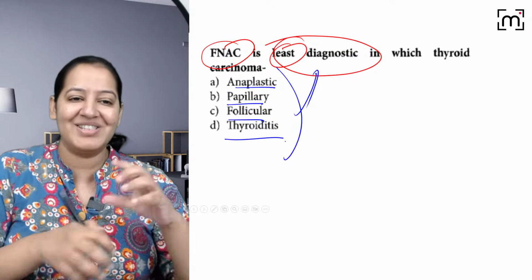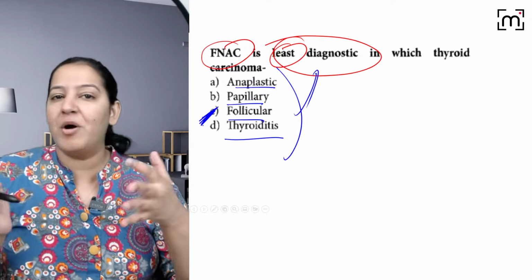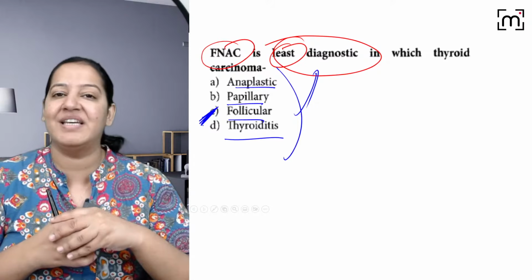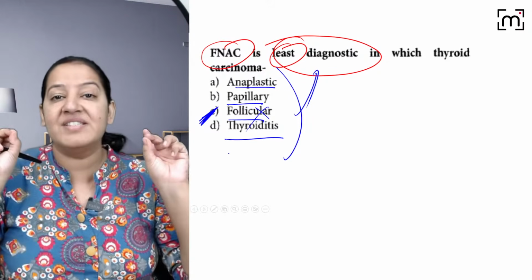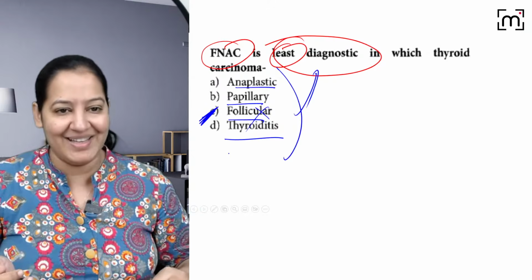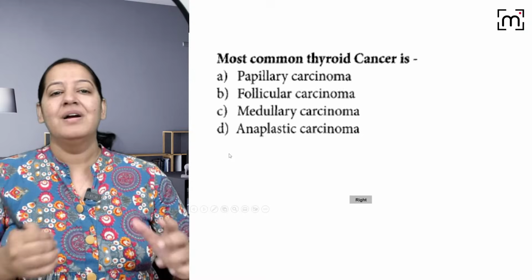Yes, you all are right. Just now I told you it's follicular, because in follicular, whether it is adenoma or carcinoma, you cannot differentiate on FNAC. That's why FNAC is of no use for follicular. For the rest, FNAC is the best investigation. Yes, the correct answer is C. Just now I taught you. Very good. This is the next question.